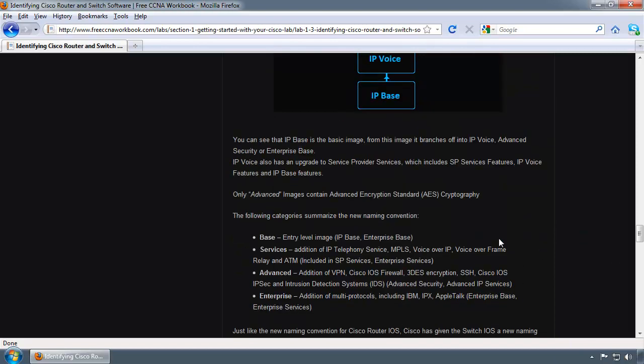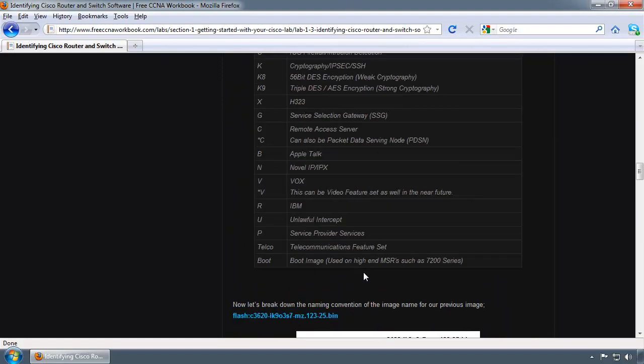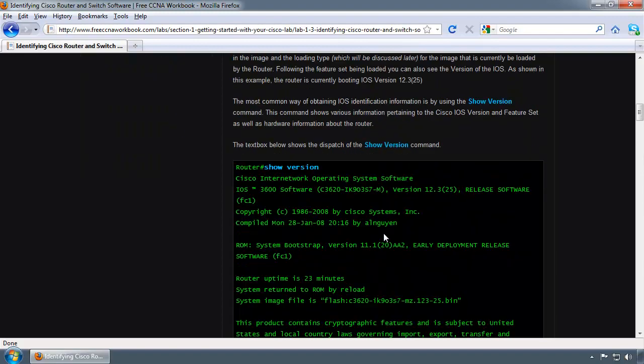Moving on, now that you have a good, firm understanding of iOS for routers, so to speak, we are going down to the switches.